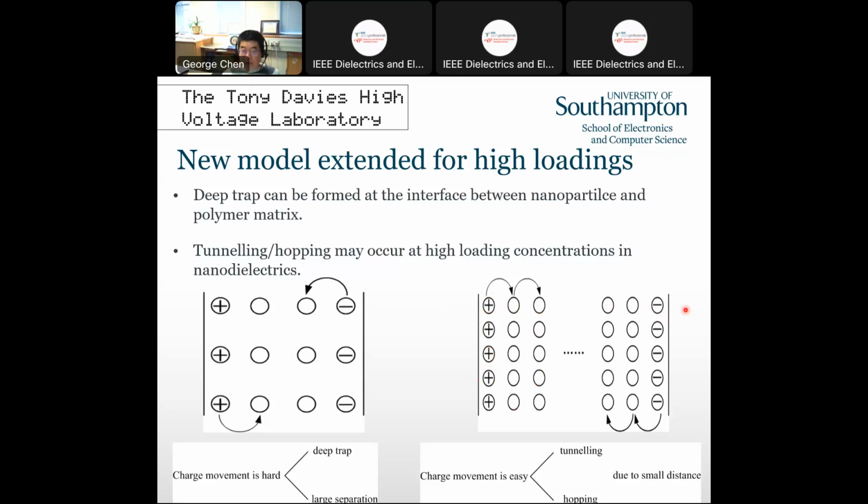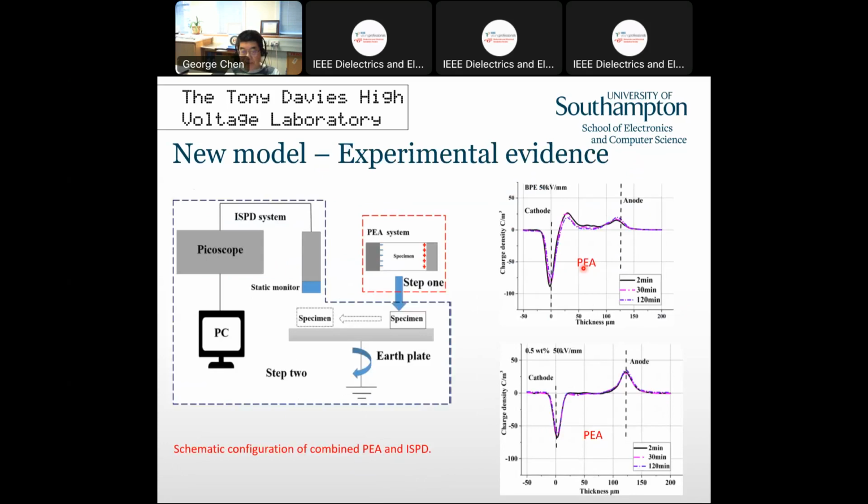So that's a sort of extension model, or the model we extend. And now you may ask, how are you going to validate this model? In order to do this, we have designed a very simple experiment, where we combine both the PEA measurement technique and also the isothermal potential decay technique together.